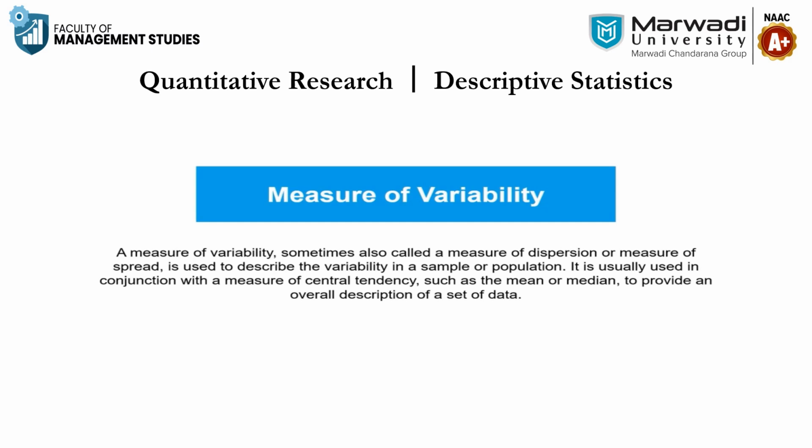A measure of variability gives us an idea of how well the mean, for example, represents the data. If the spread of values in the dataset is large, the mean is not as representative of the data as if the spread of the data is small. This is because a large spread indicates that there are probably large differences between individual scores.